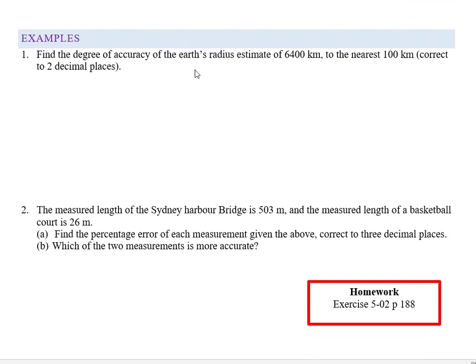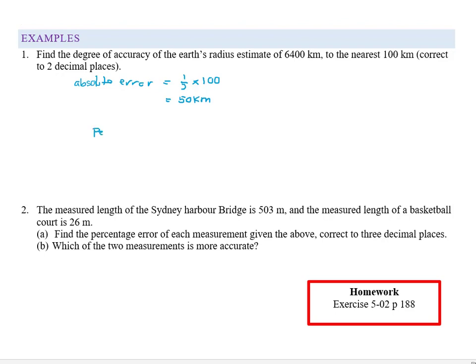Find the degree of accuracy of the Earth's radius estimate of 64,000 kilometres to the nearest 100 kilometres, correct to 2 decimal places. So what is this actually asking us to do? The first thing it's asking us to do is to work out the absolute error. Absolute error is going to be half of the smallest unit, and the smallest unit is 100 kilometres, so that is 50 kilometres. And this is similar to a question we did in a previous video.